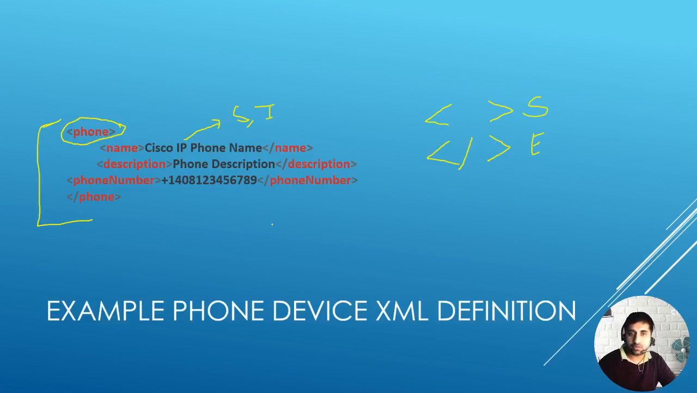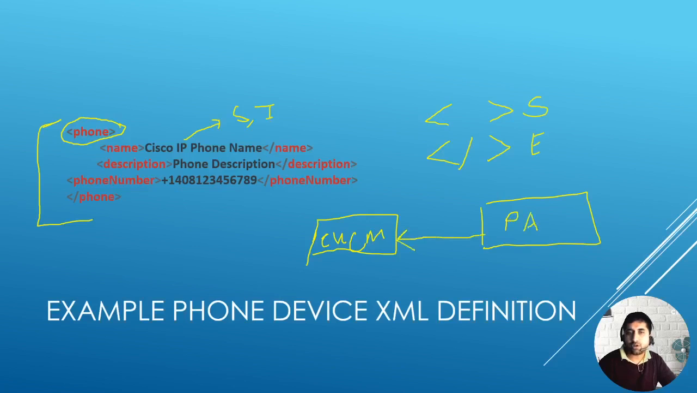But one thing to keep in mind is that whatever tags you define should be known to both applications. Like I told you, this is your CUCM, and this is your provisioning application. Whenever the provisioning application sends a request to CUCM in the form of an XML page or XML request, using a SOAP interface or SOAP API, CUCM should know: do I support this?